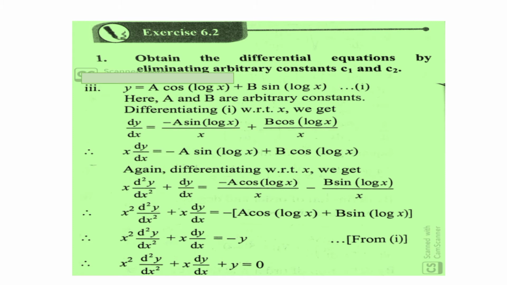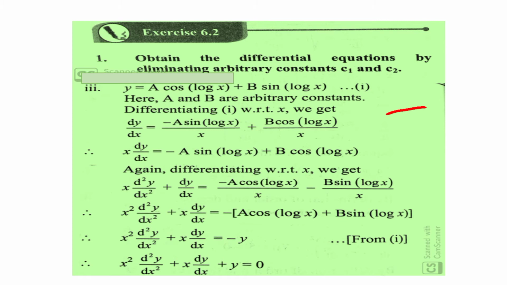Obtain the differential equation by eliminating arbitrary constants. y equals a cos(log x) plus b sin(log x). Give this equation as number 1. Here a and b are two arbitrary constants, right? So differentiate equation 1 with respect to x.